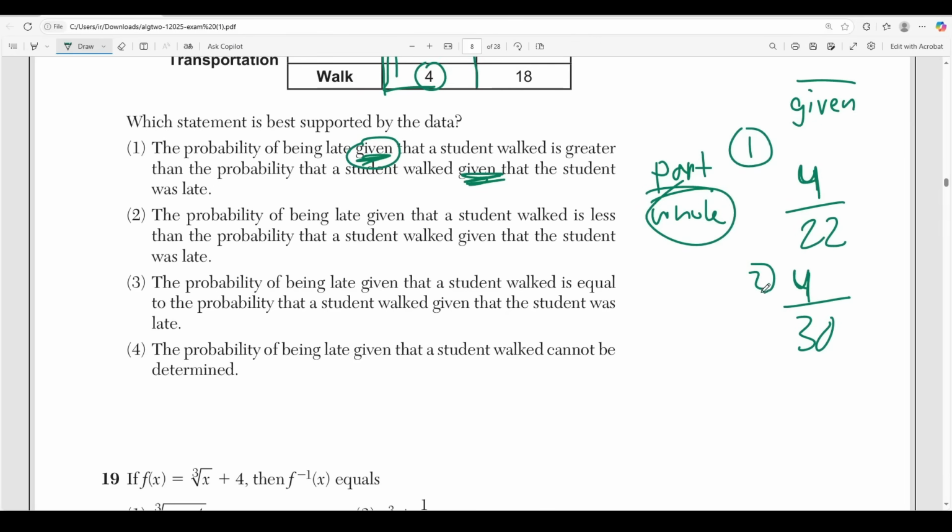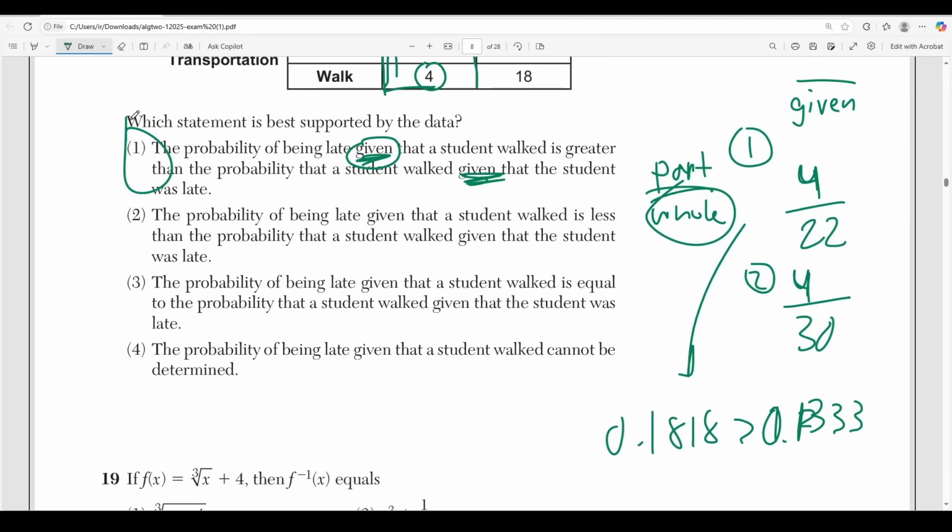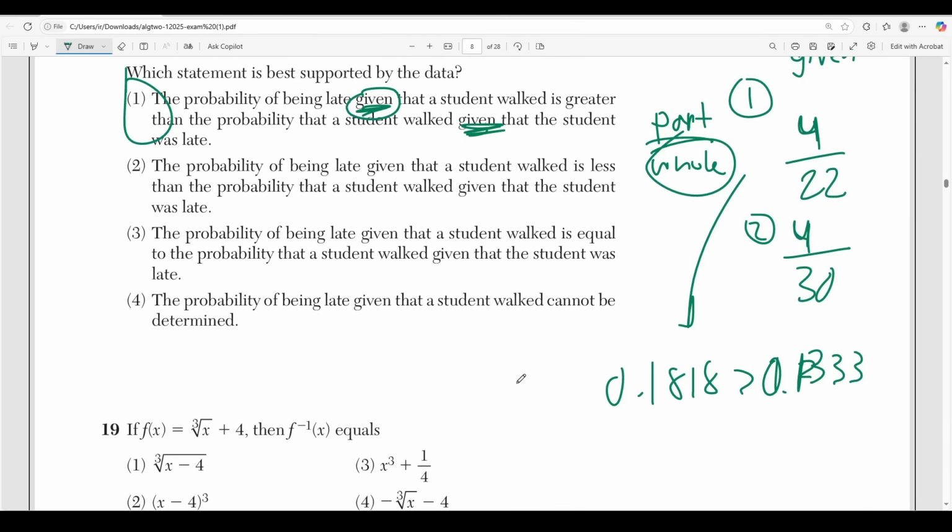So the first probability, 0.1818, is that greater than 0.133? Sorry, 0.133. And that is true, right? 0.18 is greater than 0.13. So choice 1 has to be the correct answer because that's greater, okay?